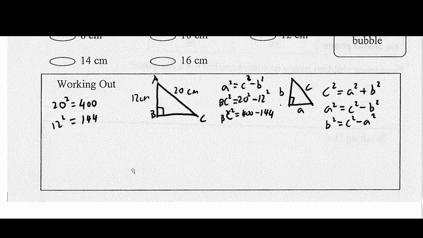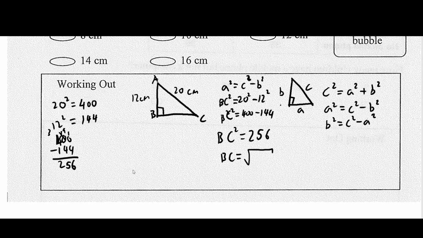So 400, take 144. 0 take 4 you can't do, so you need to borrow. You need to borrow from there. That becomes 3, that becomes 10. 9, that becomes 10. 10 take 4 is 6. 9 take 4 leaves us with 5. 3 take 1 leaves us with 2. 256. So BC squared equals 256. So BC is the square root of 256.